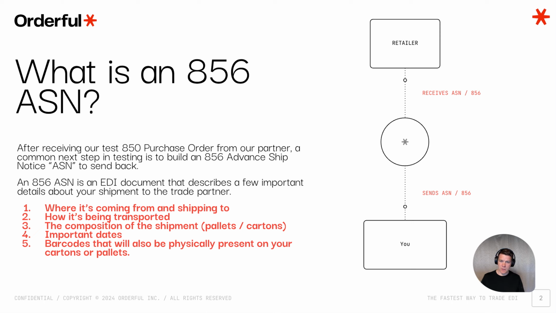The first is where it's coming from and where it's shipping to. Next, how it's being transported. Third, the composition of your shipment, including pallets and cartons that are on it. Fourth, important dates, like when it's expected to be delivered and when it was shipped. And barcodes that will also be physically present on your cartons or pallets in the form of labels.